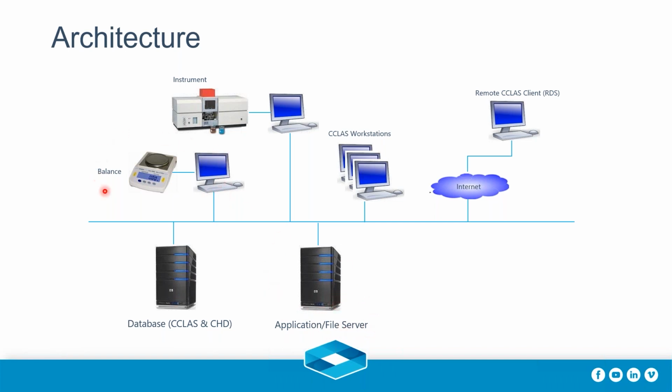So obviously we interface to balances and instruments. Now it's very important when we integrate with our instruments, we have the sample upload of run lists and the download of that data. So important you have that two-way integration because that certainly saves a lot of time in transferring results to and from instruments. Obviously, CCLAS is installed on workstations, or it can be on Citrix, and remote desktop environments can be installed if CCLAS needs to be used over the internet.